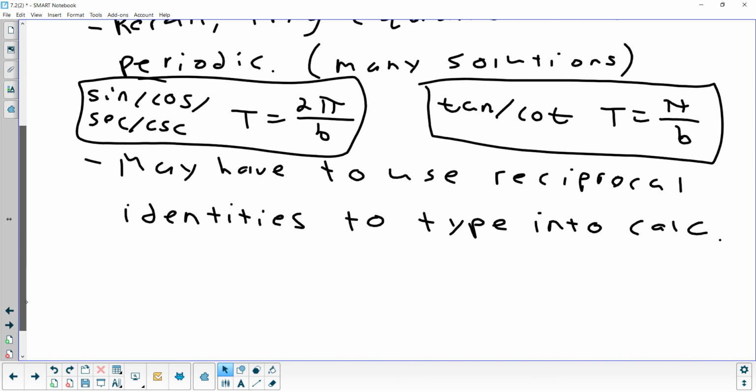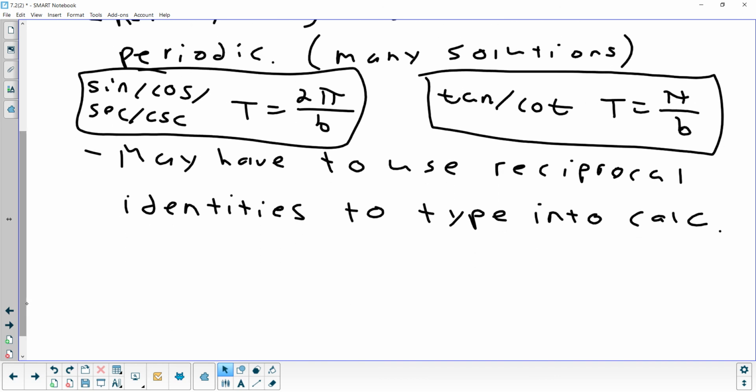If you're going to use a calculator to type these in and solve it, remember you may have to use a reciprocal identity, because if we had secant, cosecant, or cotangent, we don't have buttons for those. So we'd have to type them in as 1 over sine, 1 over cosine, or 1 over tangent.